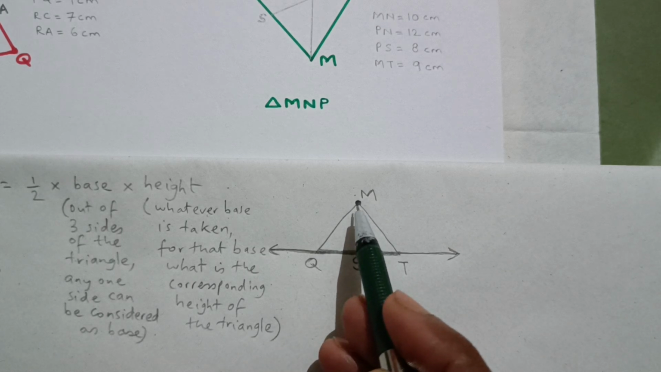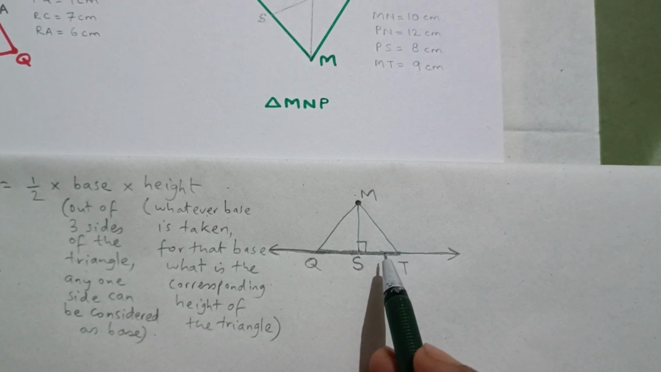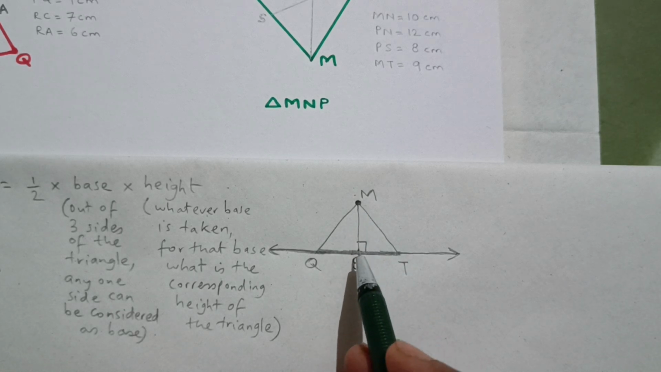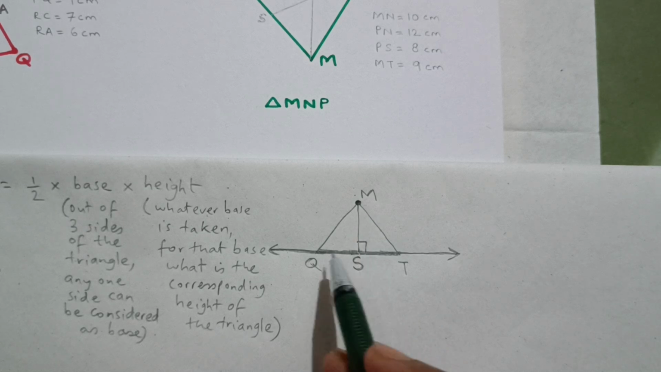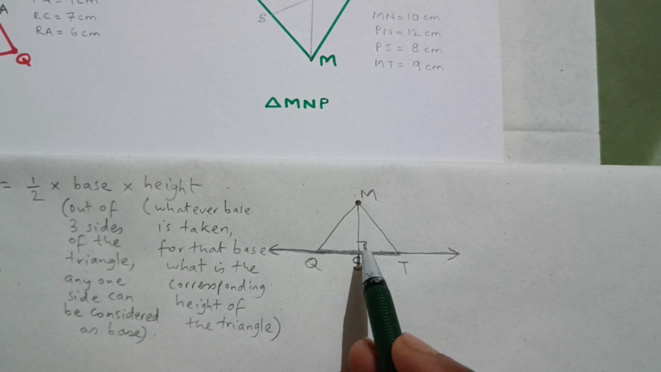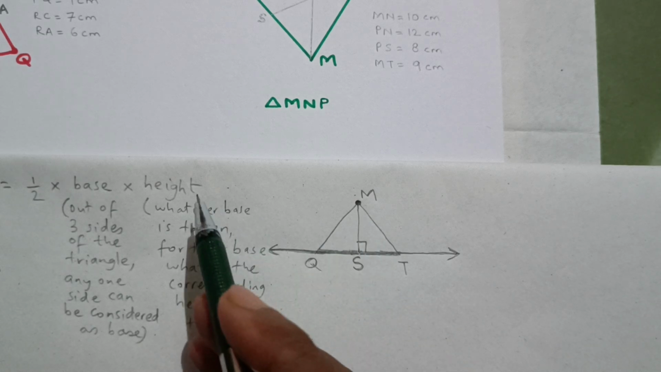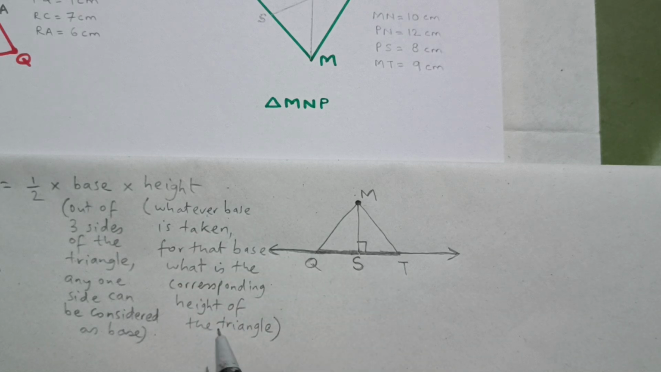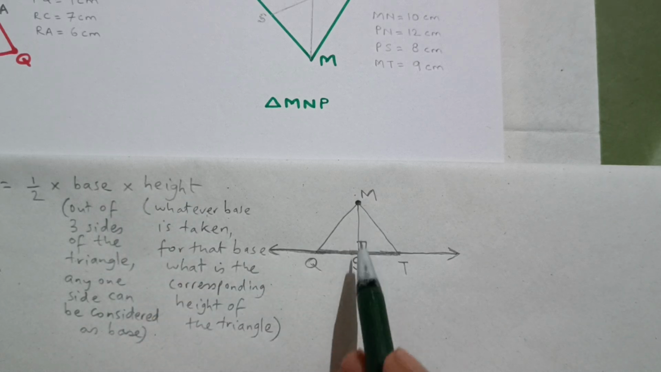MS starts from M, which is the opposite vertex of QT, and it meets QT at S at an angle of 90 degrees. So MS is perpendicular to QT. MS meets QT at S at an angle of 90 degrees. So MS is the corresponding height for the base QT. So MS is the height. So this is how you will take the base and the corresponding height.